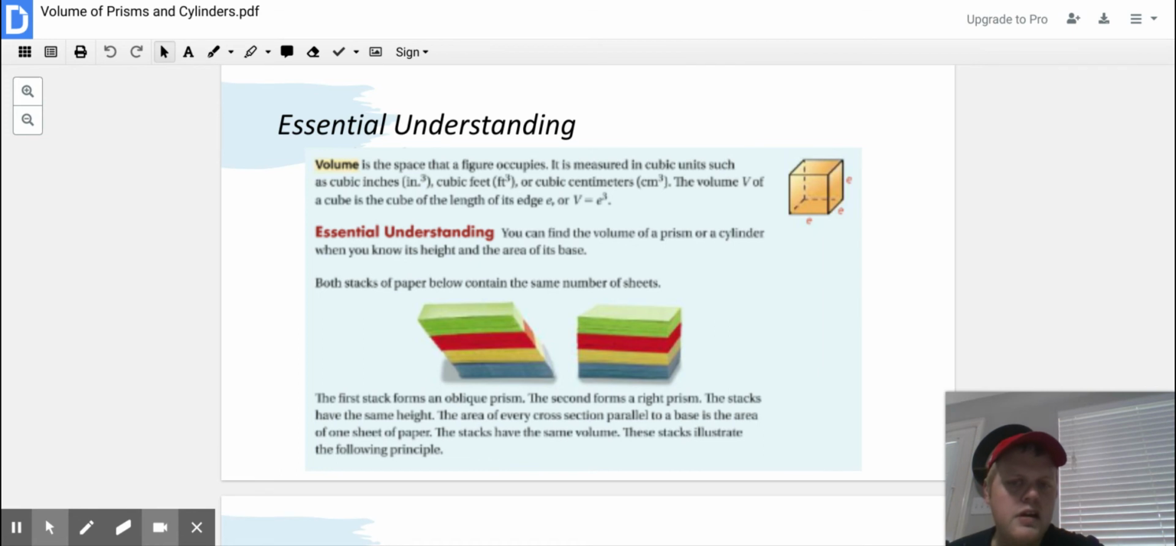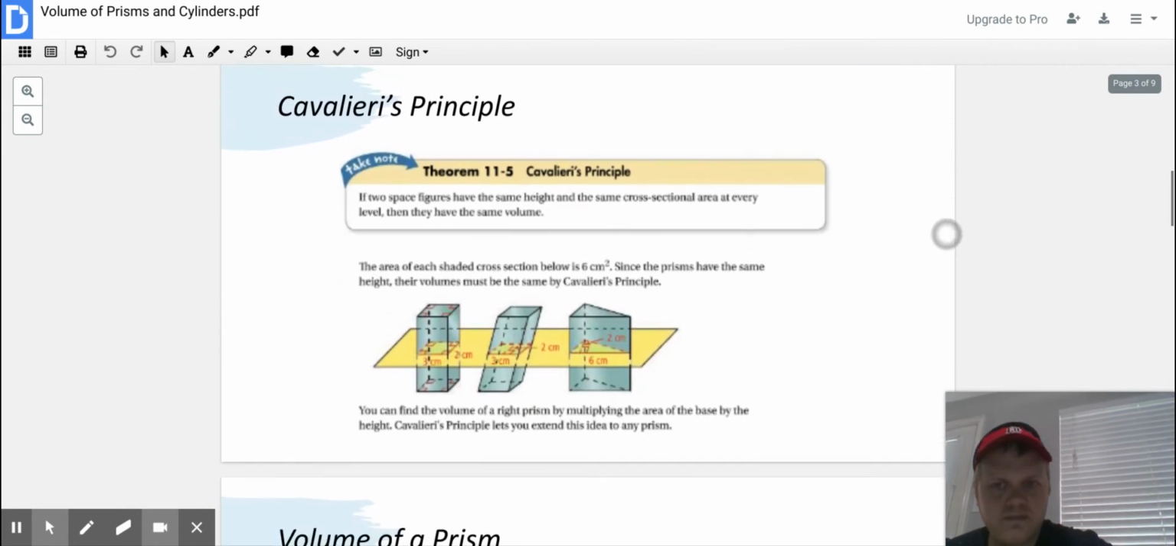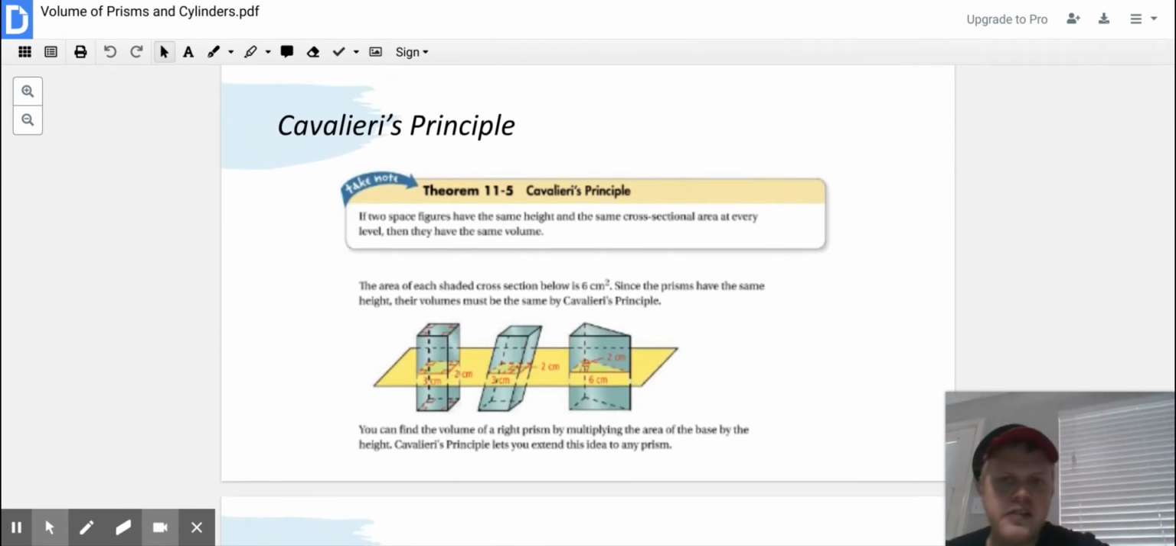These are just good ways to show you what an oblique prism looks like and what a right prism looks like. Make sure you understand the difference between the two. One of the principles we'll be covering today is Cavalieri's principle.